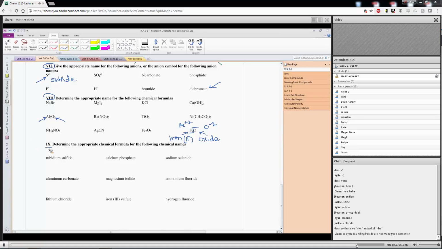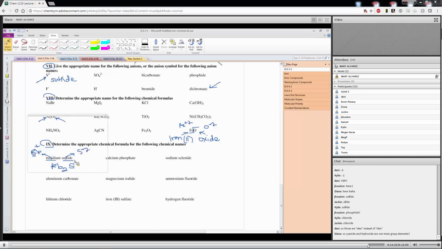And then section 9 goes backwards. If I name the cation and I name the anion, can you put it together and make the compound? This is a little bit harder because we're going to have to make sure that we know the charges for each of these so that we can put them together appropriately to have the right formula between the two so that it's neutral.